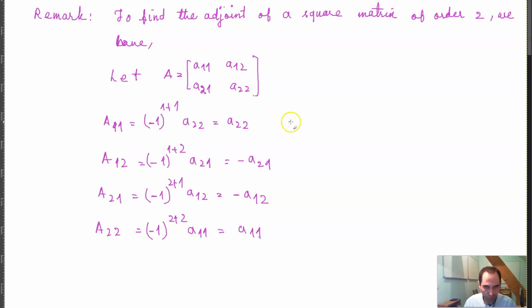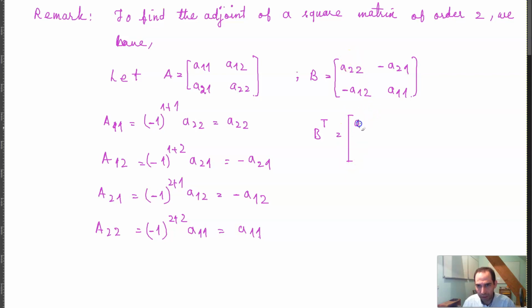And then I write this matrix as, for example, some matrix B, and put all of the cofactors in here. So I write A of 2 2 in the same order, A of 2 2, negative A of 2 1, negative A of 1 2, and A of 1 1. And then if I take the transpose of this matrix B, that would be A of 2 2, negative A of 2 1, negative A of 1 2, and A of 1 1. And that is the transpose of B, which is the same thing as the adjoint of A.